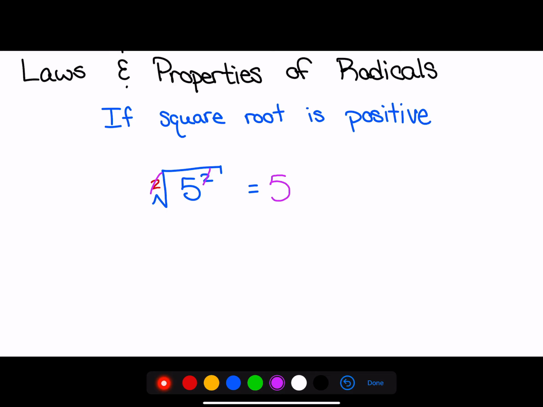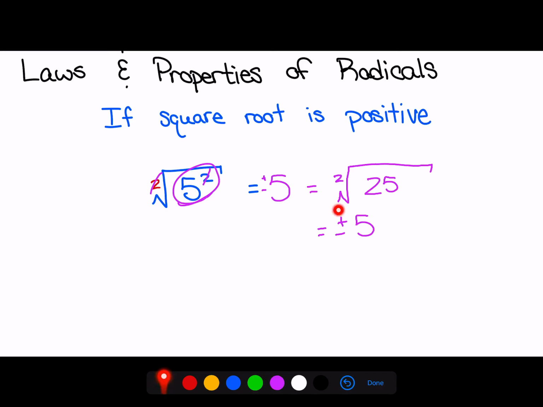Another way to think about this is it's the square root still. If I were to do 5 squared, that will give me 25. The square root of 25 is equal to plus or minus 5. So in fact, this could be plus or minus here if you'd like, because again, we're taking the square root. But I'm not going to hold you guys to that strict of a standard quite yet.